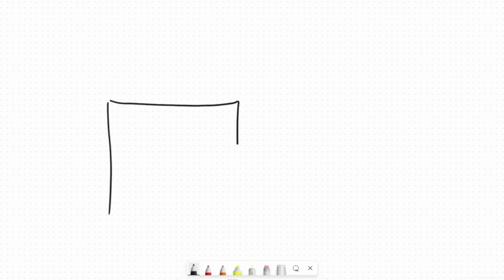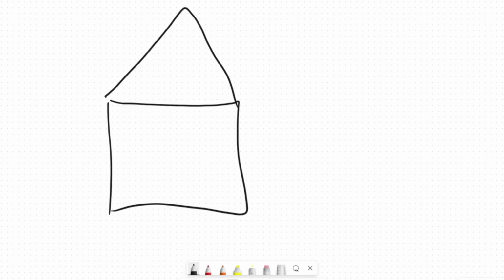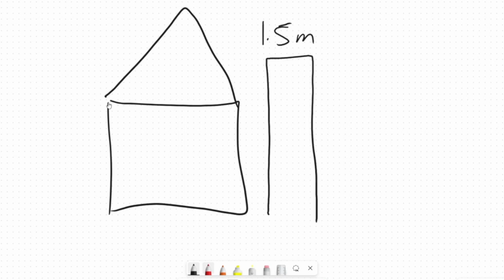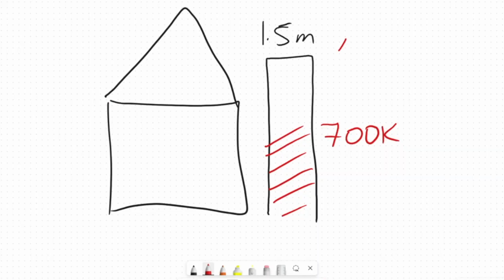Let's get into it. Let's do a scenario of someone who owns a house, and let's say that house is worth $1.5 million. And let's make it a bar graph. Let's say they've got a mortgage right now, and the mortgage is, say, $700,000. Most people think that the equity is the difference between $1.5 million and $700,000.